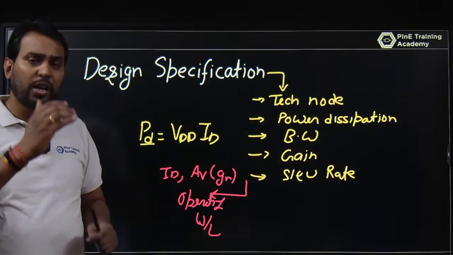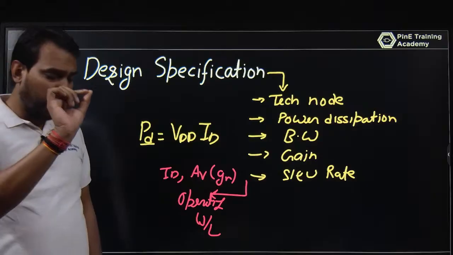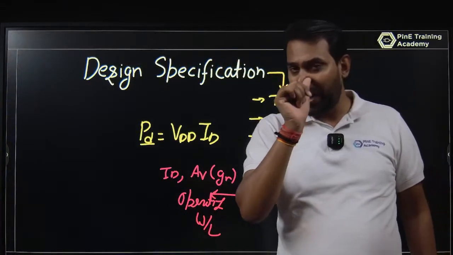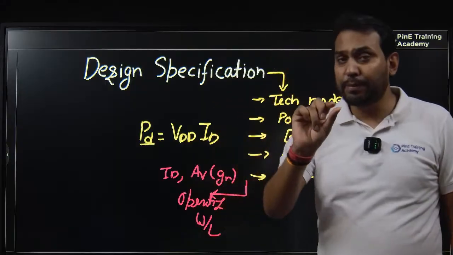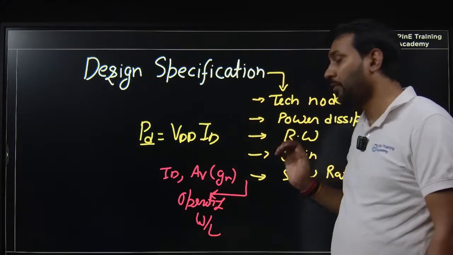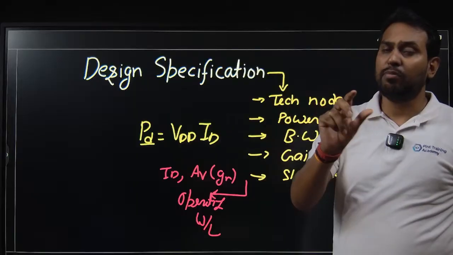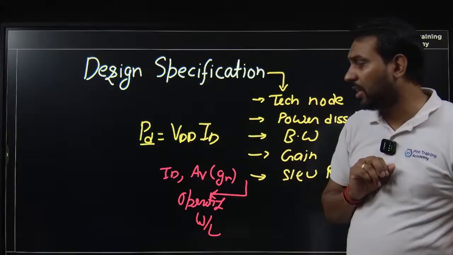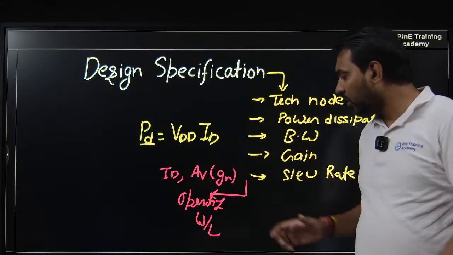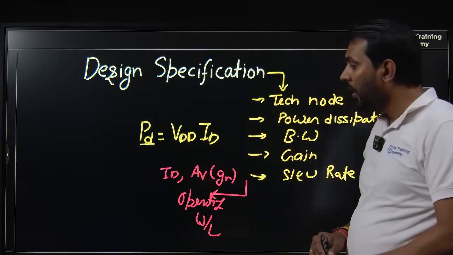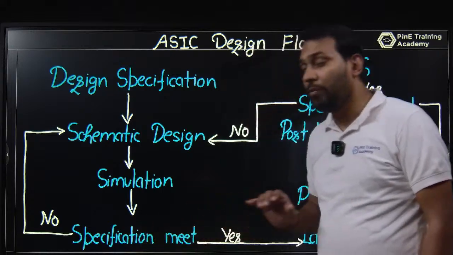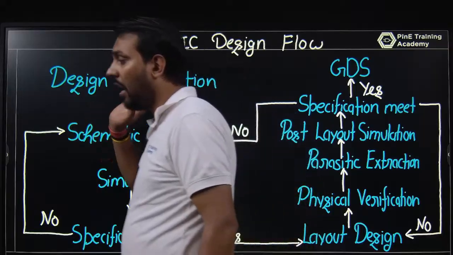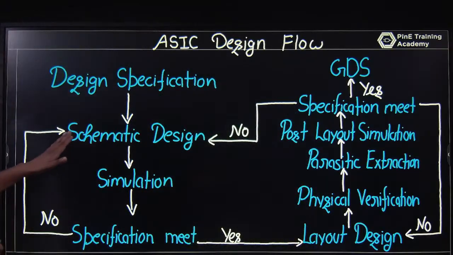If it is not okay you will change something. You will tune W by L, you will tune VGS, you will tune something in the feedback concept. As per the design specification you have, you will change something, you will put a resistance, you will put a capacitor, or you will check something. On the basis of that you will find it, and the specification will meet. If the specification does not meet, you will go again for schematic design.